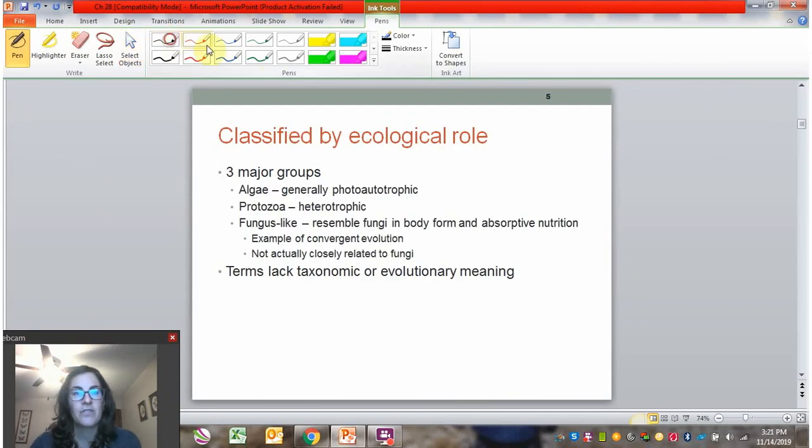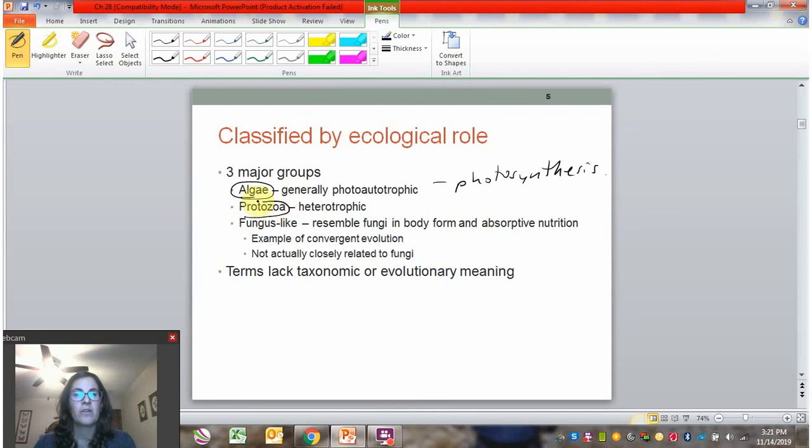So the first set of terms here is when protists are classified based on their ecological role. So that means like their role in the food system. For example, we have the term algae. So some protists are algae. That means they're photoautotrophic. So remember, that means they do photosynthesis. So what color are algae generally going to be? Green. Okay, so there's some exceptions and we'll talk about that, but algae are oftentimes green.